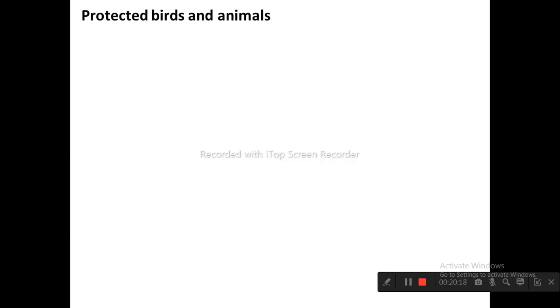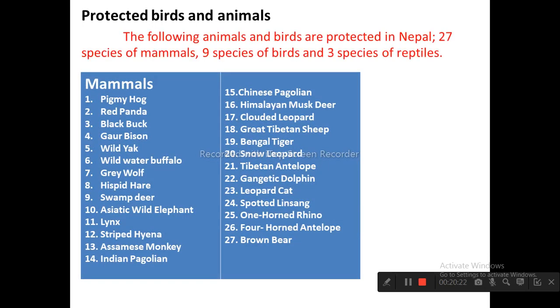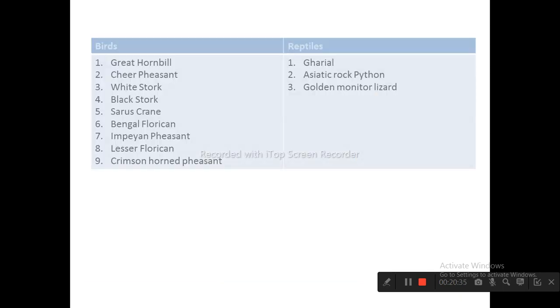Now we are going to discuss protected birds and animals. The following animals and birds are protected in Nepal: 27 species of mammals, 9 species of birds, and 3 species of reptiles. Here is a table showing the 27 species of mammals protected in Nepal. Next one, here are 9 species of birds protected in Nepal and 3 species of reptiles protected.